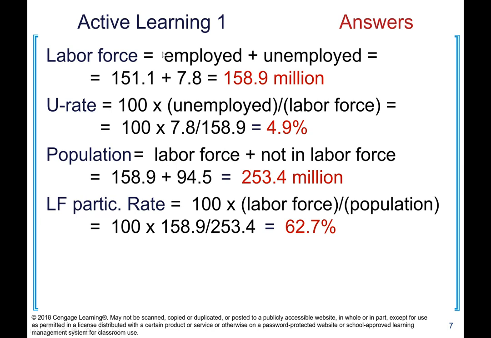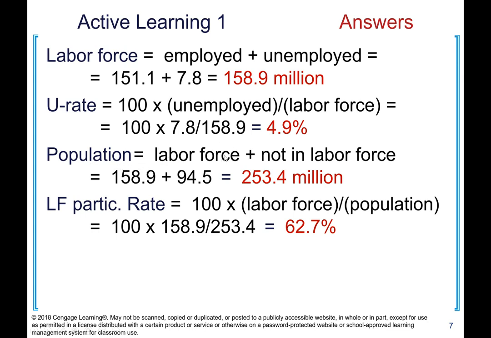Labor force is equal to the number employed plus the number unemployed, and that is 151.1 million plus 7.8 million. Total labor force is 158.9 million. The unemployment rate is the number unemployed divided by the labor force times 100, and that would be 7.8 million divided by 158.9 million times 100, and that's 4.9%.